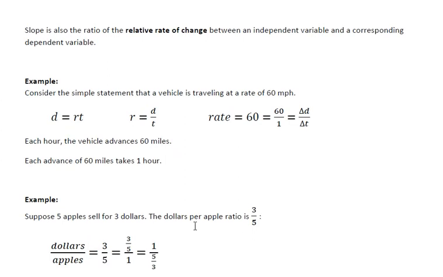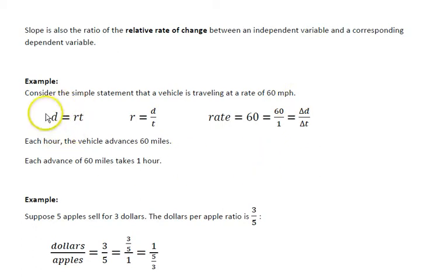It's important to understand that slope is a ratio, but it's comparing actually the relative rate of change between an independent variable, the x in our case, and a corresponding dependent variable, the y. Let's consider some examples. First example, consider the simple statement that a vehicle is traveling at a rate of 60 miles per hour.